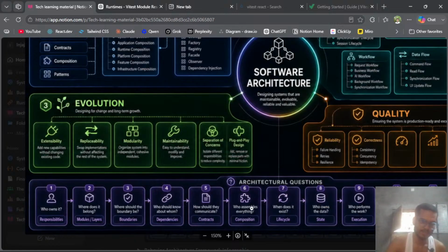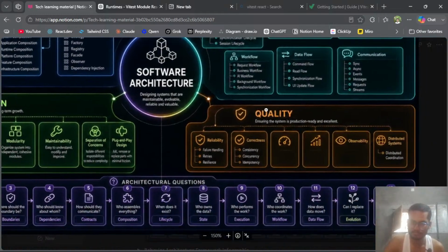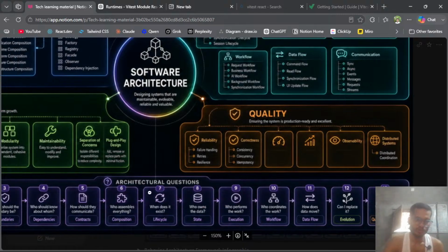Then you have how should they communicate. That's called contract. Then who assembled everything. That's called composition. Then you have to understand when does it exist. That's the life cycle. Then who owns the data. That's called state. Then who performed the work. That's called execution. Then who coordinates the work. That's called workflow. And the last one is, can I replace it? That's called evaluation. And then will it survive production? That's called quality attribute. So these are very important, guys.